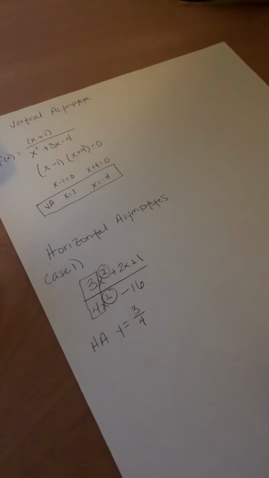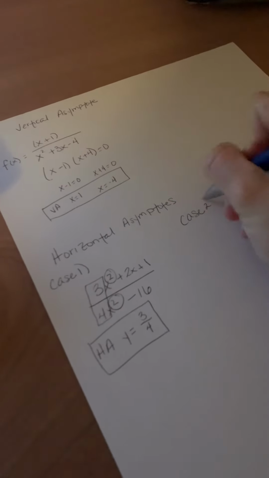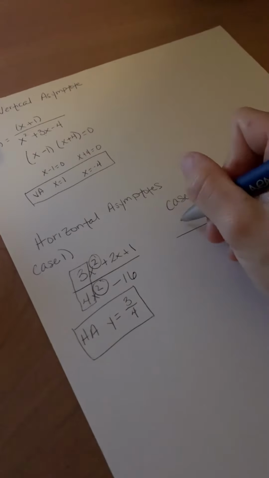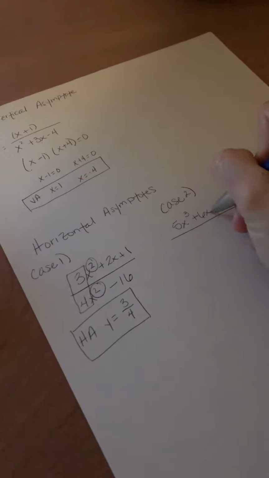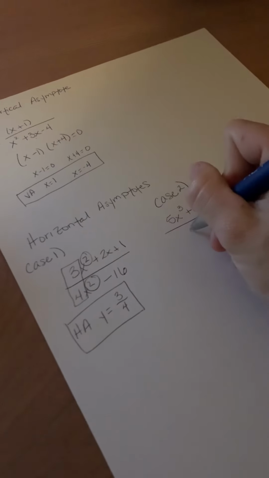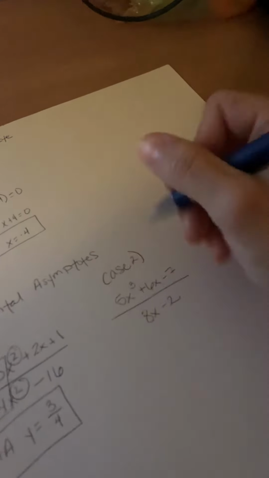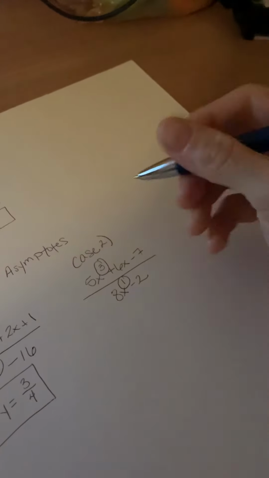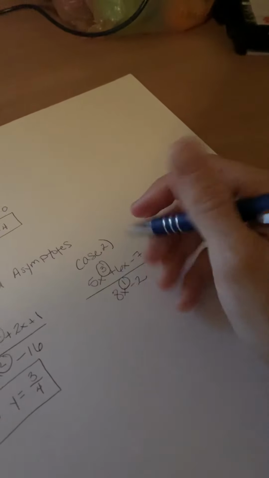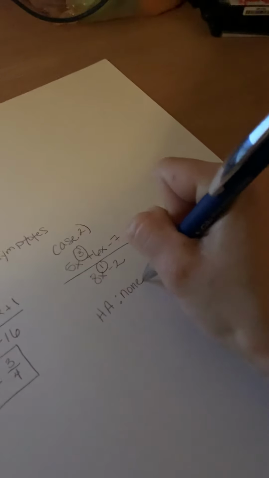Sometimes your fraction will simplify, sometimes it won't. Okay. Case 2. What if the numerator is bigger? So let's say I have 5x to the third plus 6x minus 7 over 8x minus 2. The power on the top is 3. The power of the bottom is 1. So the higher power is in the numerator. So if the higher power is in the numerator, your horizontal asymptote is none. You do not have one.